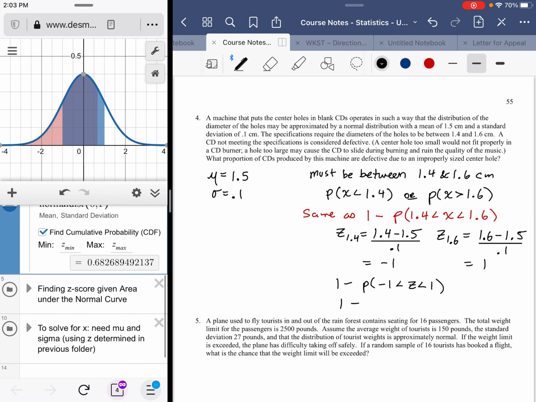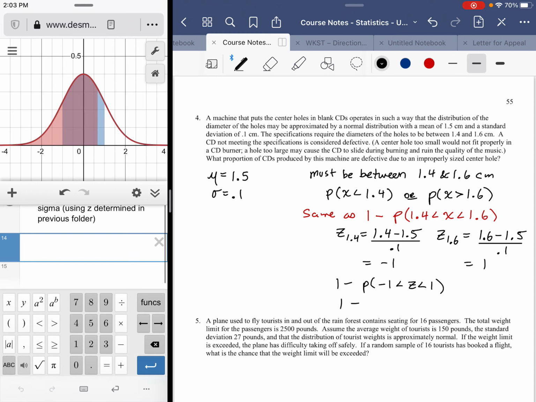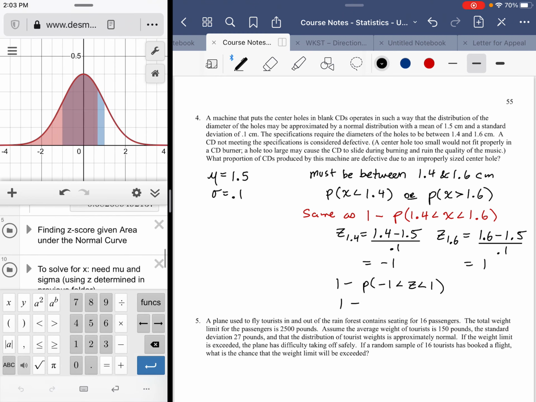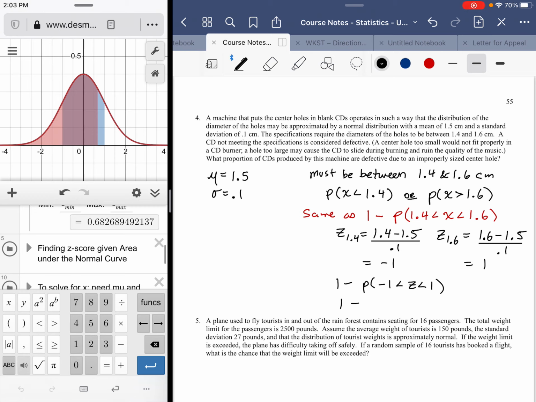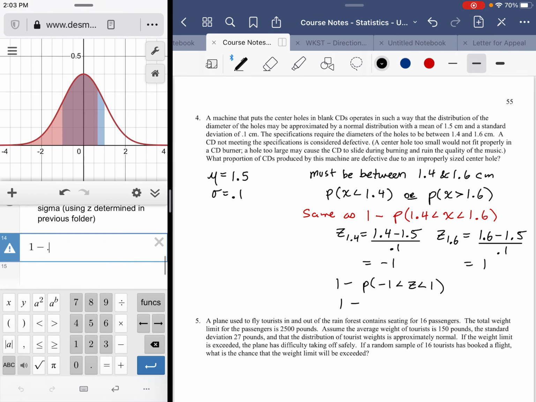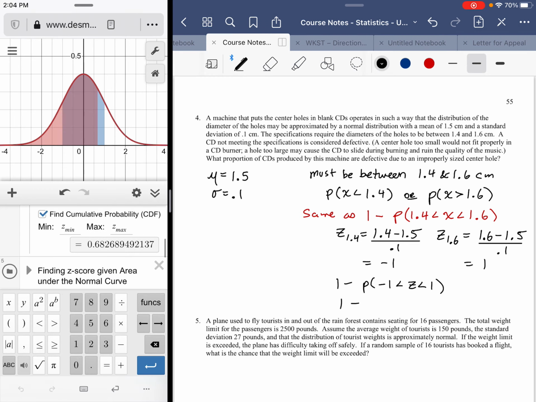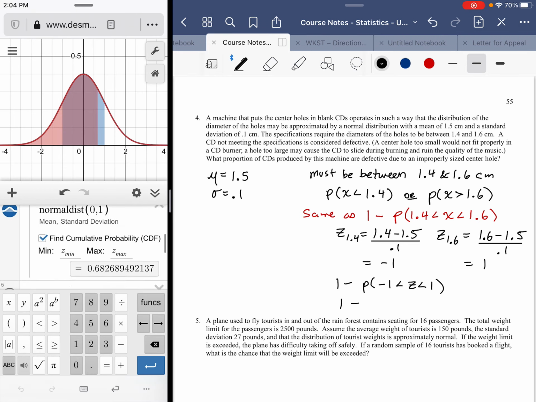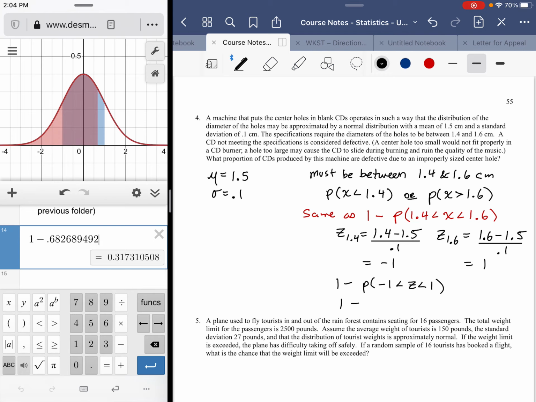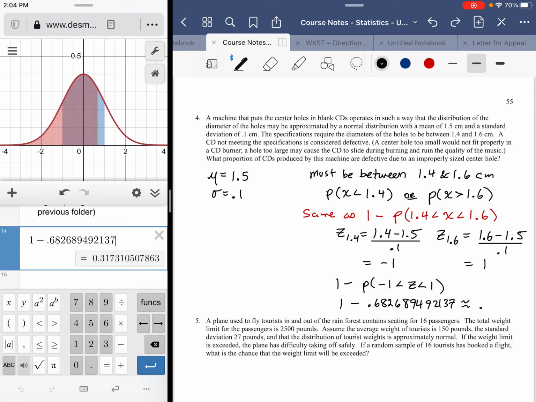Now, if I want to do a subtraction, oops, put it in the wrong place. What I can do is take this number, 1 minus 0.682689492137. So it's about 0.317. All right, but let me get this value in here. 0.682689492137. It's going to round to about 0.317.